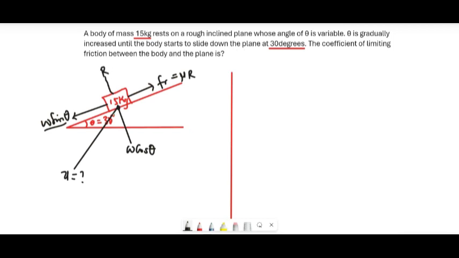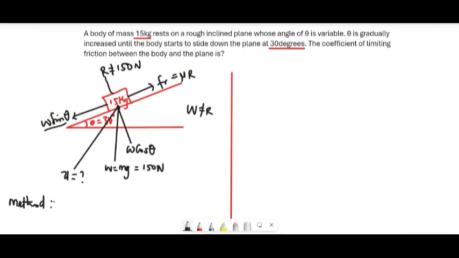Note that for this question, since the mass is 15 kg, your weight will be equal to mg, and mg is 15 times 10, provided that g is 10 meters per second squared. So you have 150 Newton. For the same question, note that W is not equal to R because it's an inclined plane. That's what that's telling you, right? So to solve for mu, there are 3 methods I can solve this question with.